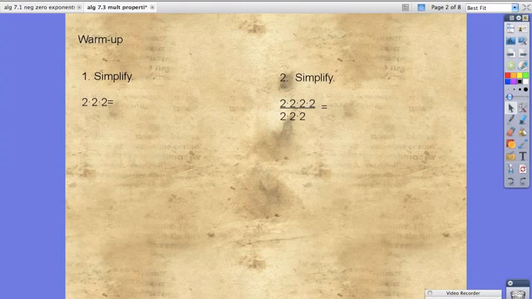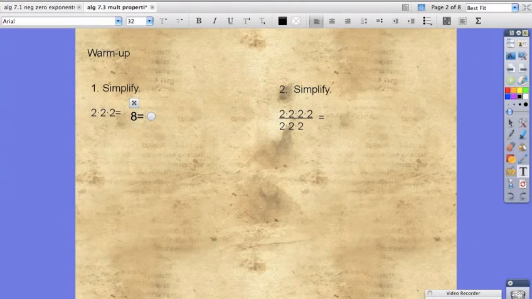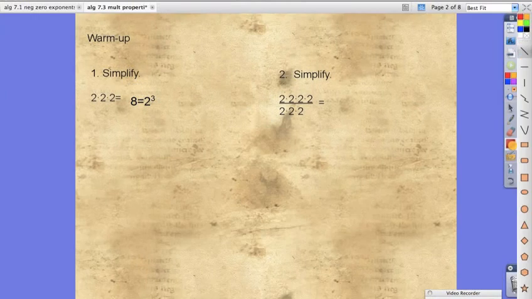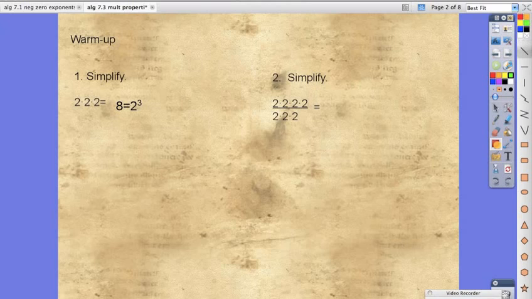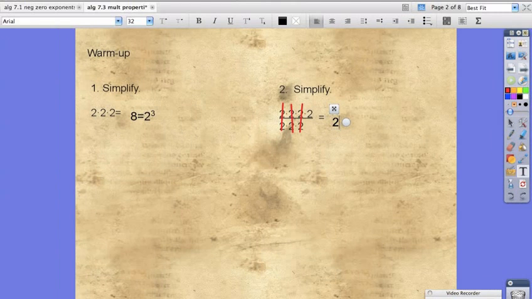Hopefully you've paused your screen and you realize that number 1, where it says simplify, 2 times 2 times 2 is 8, or 2 to the third power. And for number 2, hopefully you notice that you could cancel these things out. So this 2 divided by 2 cancels, leaving you with a 1. That cancels, leaving you with just 2.